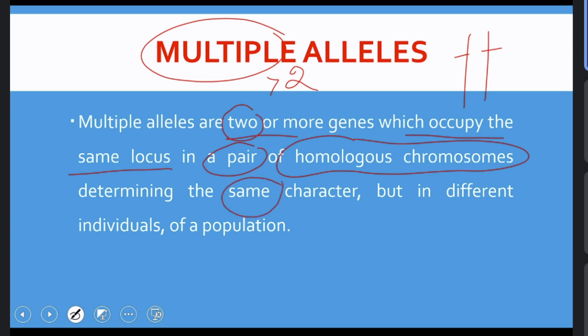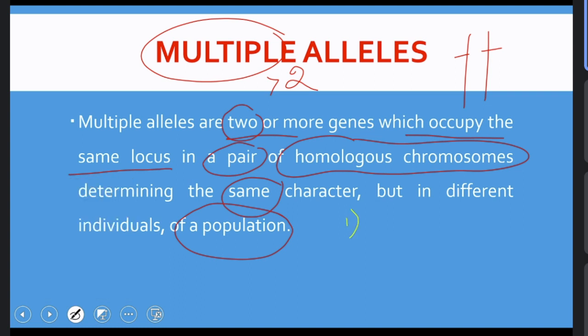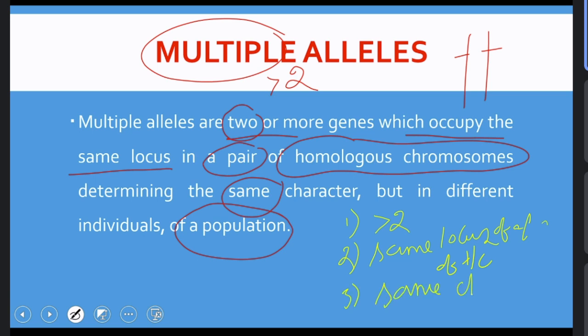But we can see all of them not in a single individual but in a population of individuals. So you have to remember these points. First point: these are more than two in number. Second point: these are present on the same locus of a pair of homologous chromosomes. The next one is that they determine the same character.